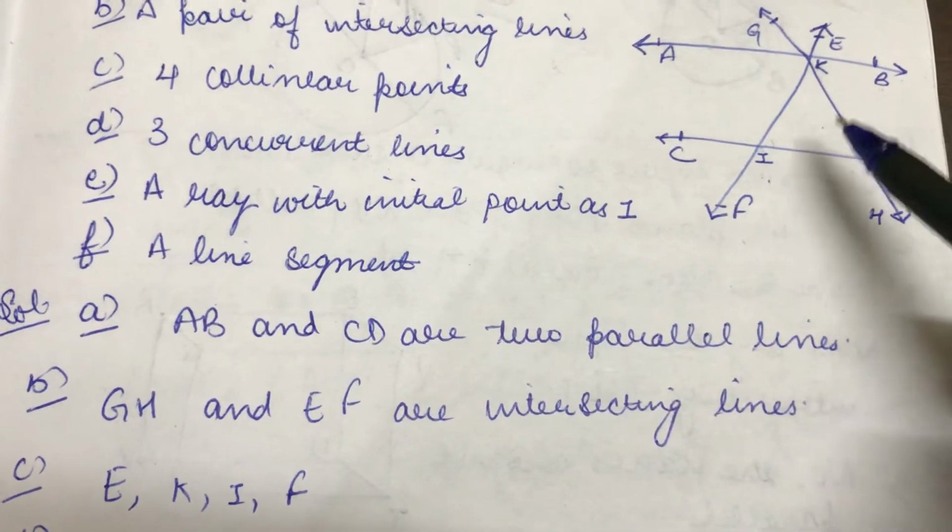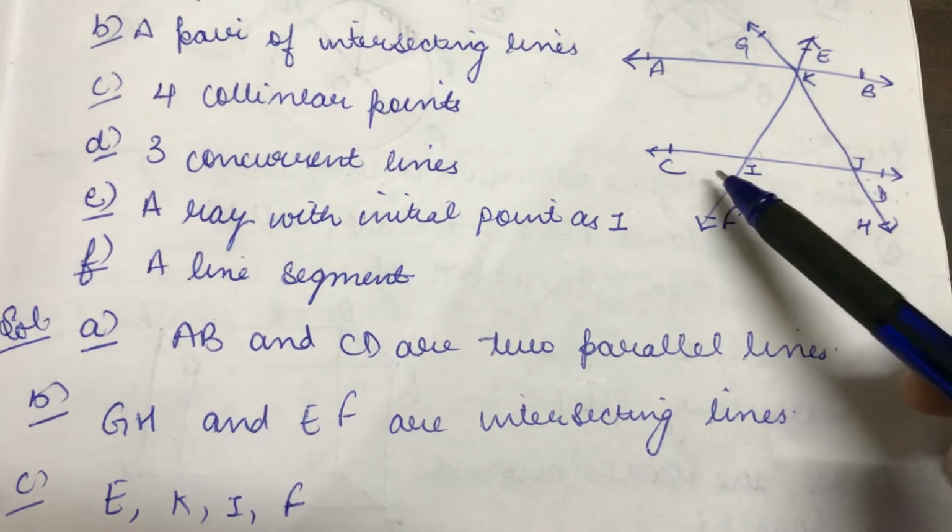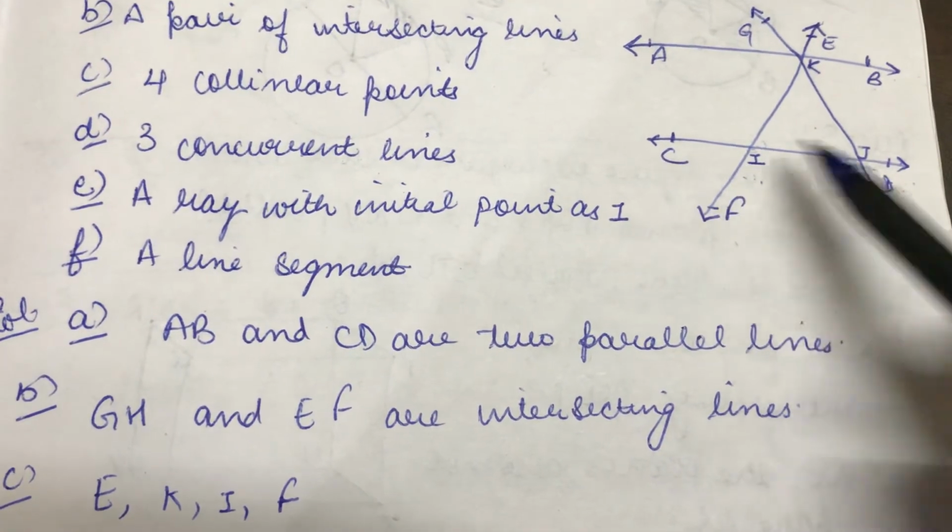Next, a line segment. Line segment means a part of line. So we have so many lines here. If I say IJ, now this is a part of the line CD. So yes, IJ is a line segment.